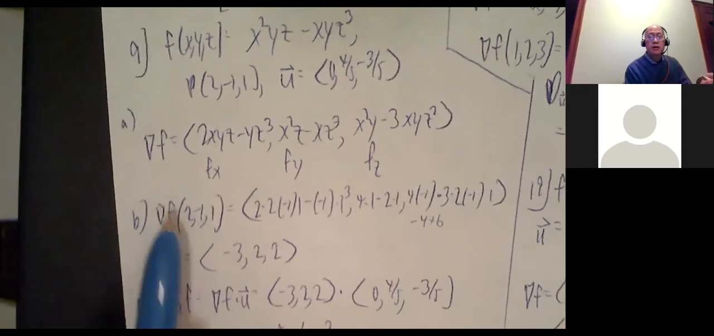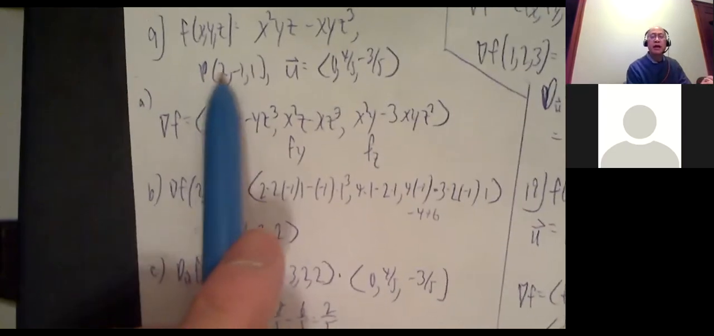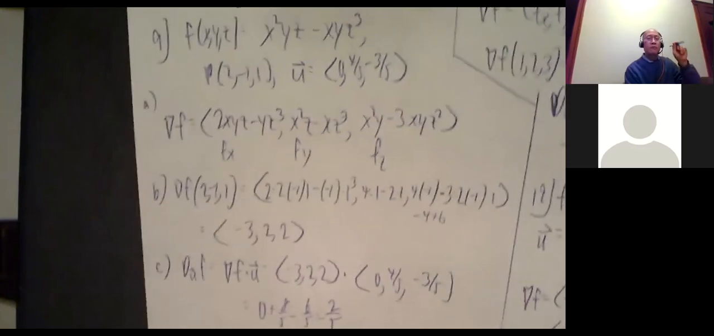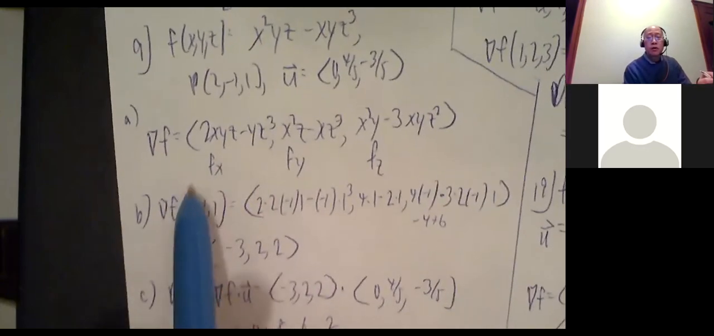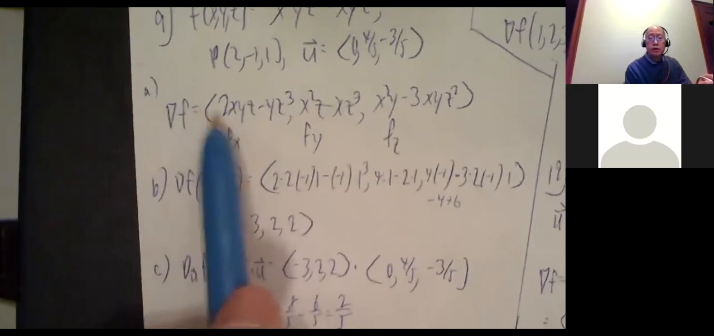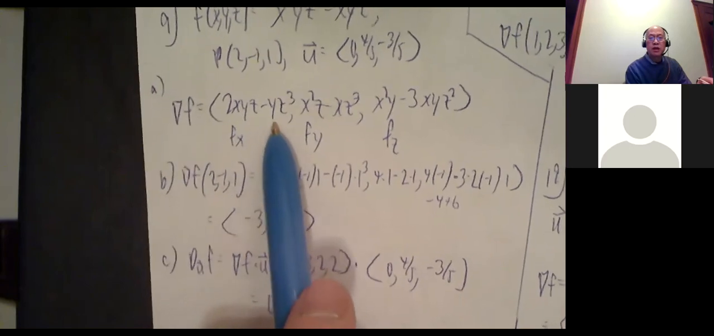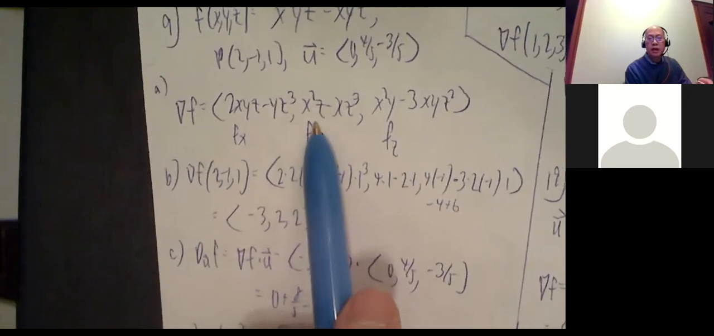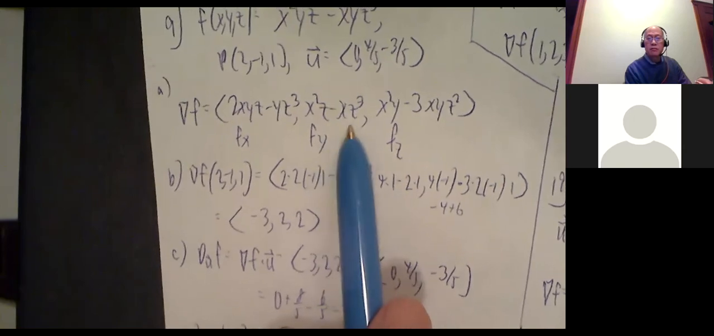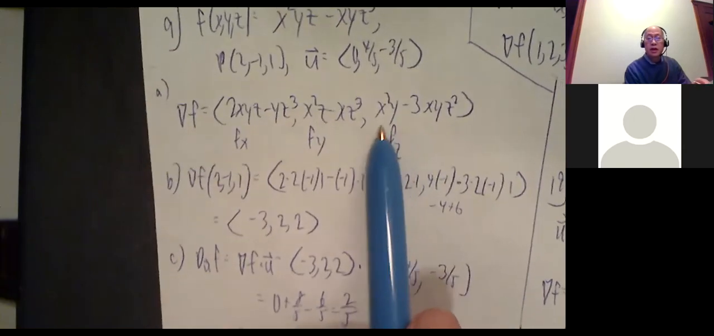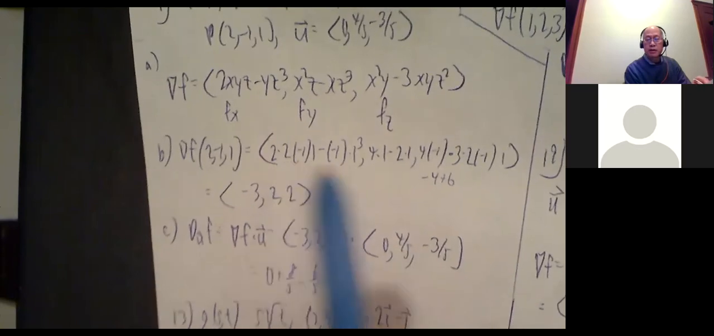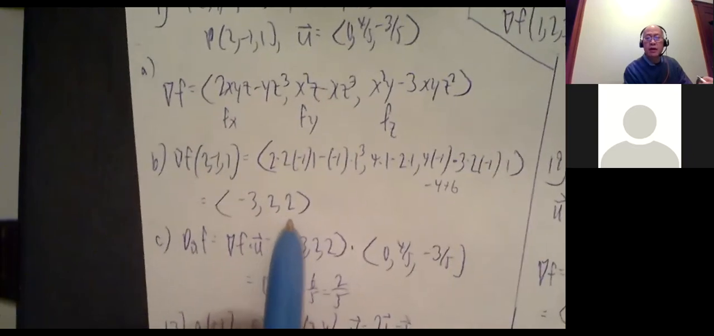Part B, what's the gradient vector at the given point in space, 2, -1, 1. So from the origin, you walk out 2, 1 to the left, 1 up. That's the point you are at in space. What's the gradient vector there? So I just plug in 2 times -1 times 1 minus -1 times 1 cubed. X squared is 2 squared times 1 minus 2 times 1 cubed, and 2 squared times -1 minus 3 times 2 times -1 times 1 squared. All that stuff. In any event, it comes out to be <-3, 2, 2> if I did it right.